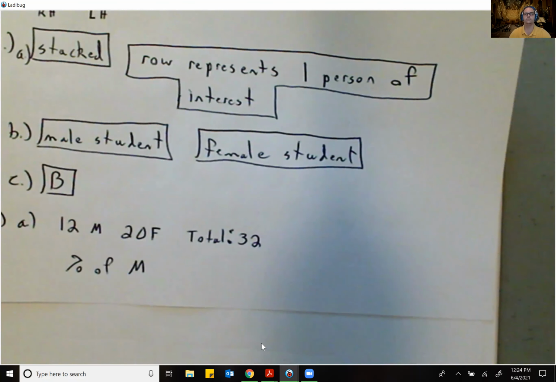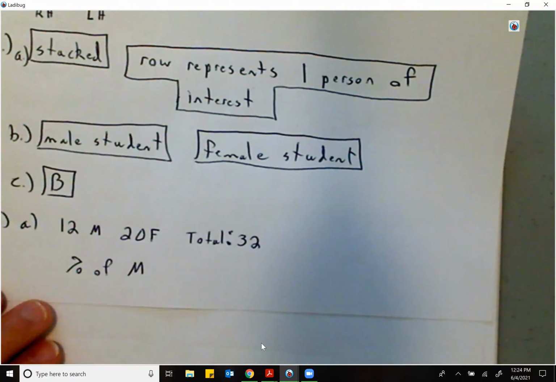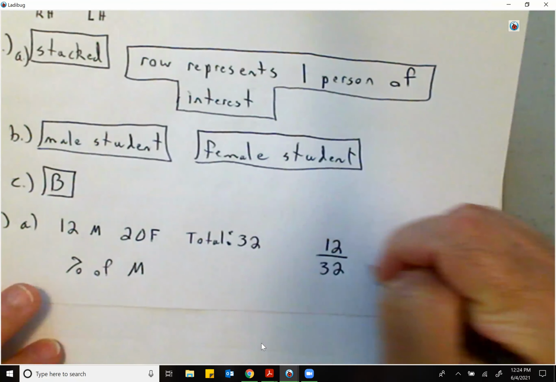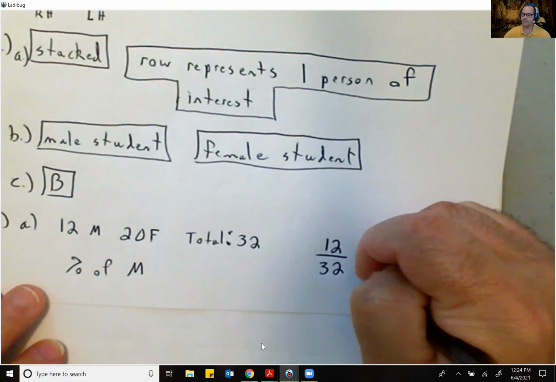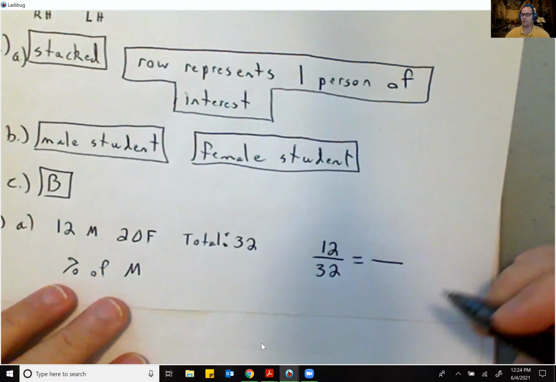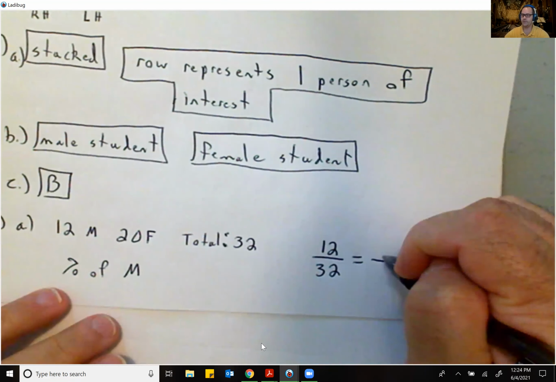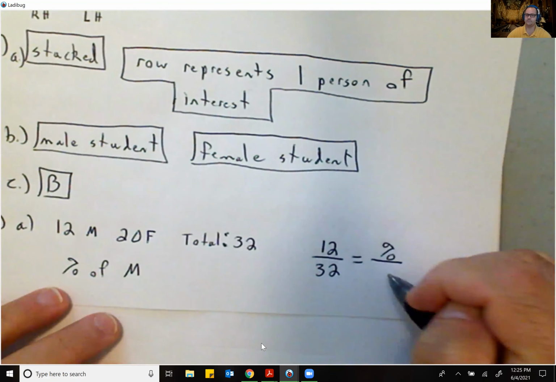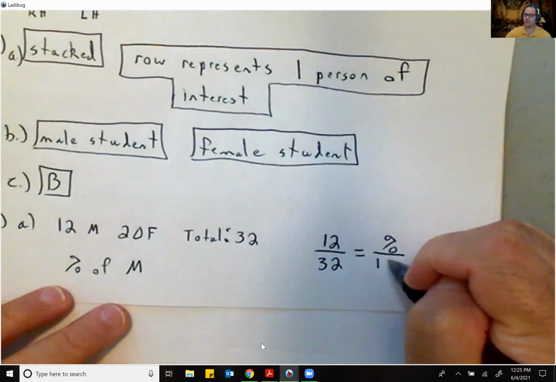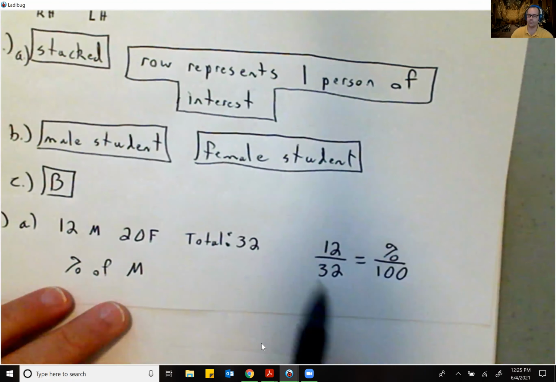Now what? Then we would divide the male. So 12 divided by the total, which is 32. And then I always related this to a proportion because proportions are very important for us. And we're looking for the percentage, right? And what is the percentage out of? 100. So this is how I always set it up in class. I always related it to a proportion.